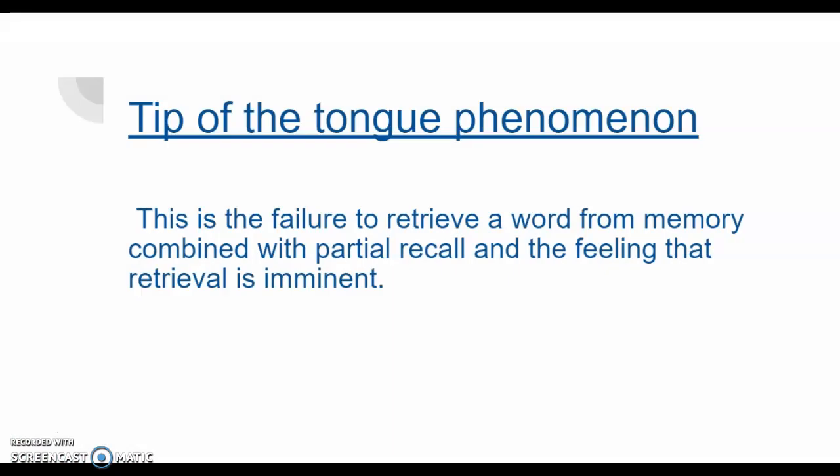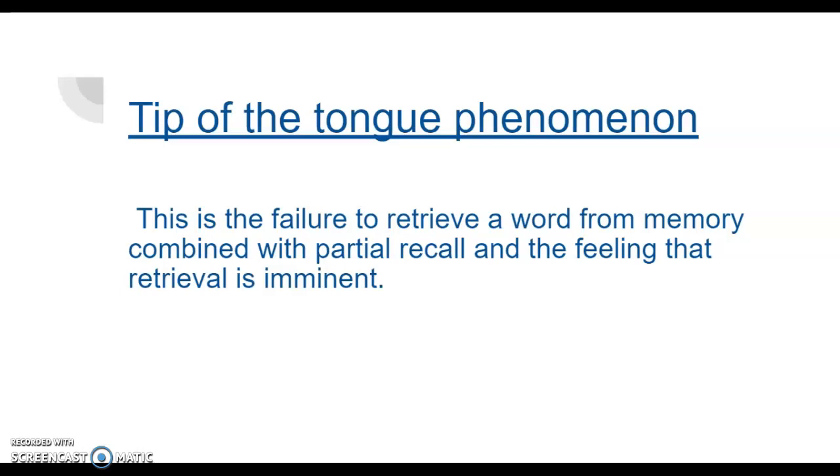Another retrieval failure is called tip of the tongue phenomenon. Now, this is a very specific type of retrieval failure. It's the failure to retrieve a word from the memory combined with partial recall and the feeling that retrieval is imminent. We've all experienced tip of the tongue. You know, when you're thinking, oh my word, what is that word? It's on the tip of my tongue, or that name. And you feel like, oh, if I just give it long enough, it will come. I will remember it.